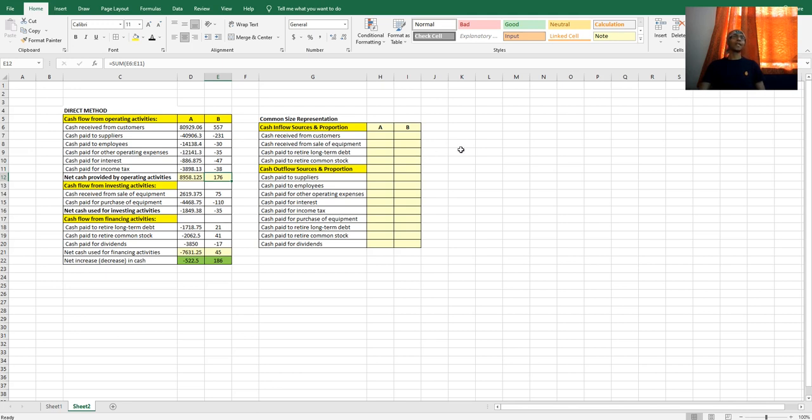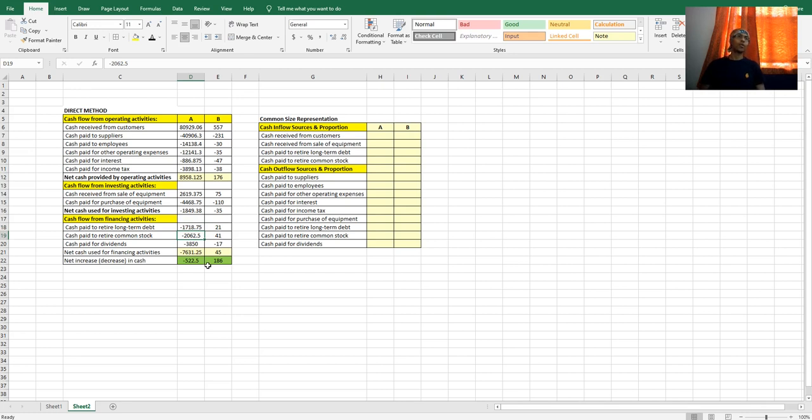In common size representation, we segregate the cash inflow sources from the outflow sources. So we write down the cash outflow sources separately and the cash inflow sources separately. Now it may so happen that what is a cash inflow for A is a cash outflow for B. For example, cash paid to retire long-term debt. This is a positive number in case of B, which means there has been cash inflow. While for A, it's a negative number. So this means they have retired debt, which means there has been cash outflow.